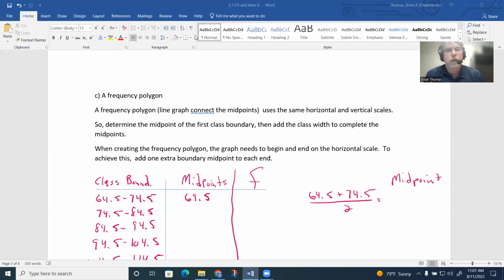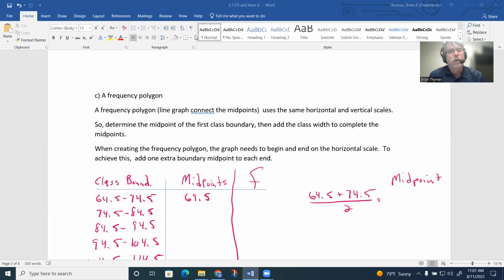So the next thing we want to look at today is what's called a frequency polygon. So we want to create the graph of a frequency polygon. A frequency polygon is basically going to be a line graph that connects the midpoints. It's going to use the same horizontal and vertical scales, so that doesn't change from what we did for a frequency histogram. So it's very similar to that.